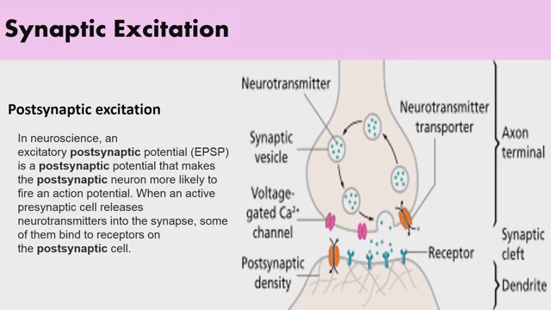Second one is synaptic excitation. The process of synaptic excitation only occurs in the postsynaptic cell, and that makes the postsynaptic neuron more likely to fire an action potential. It allows the action potential to generate. When an active presynaptic cell releases neurotransmitters into the synapse, some of them bind to receptors on the postsynaptic cell, and this is the process of synaptic excitation.